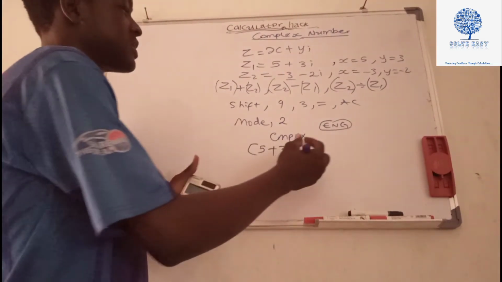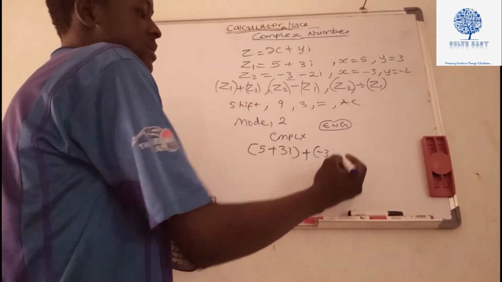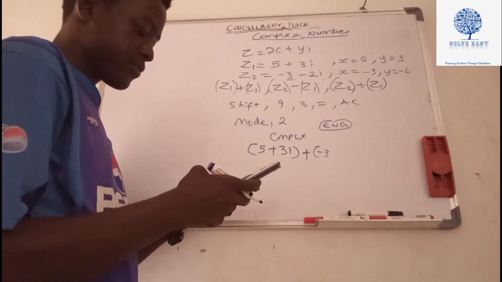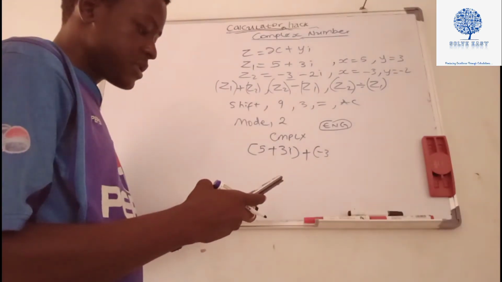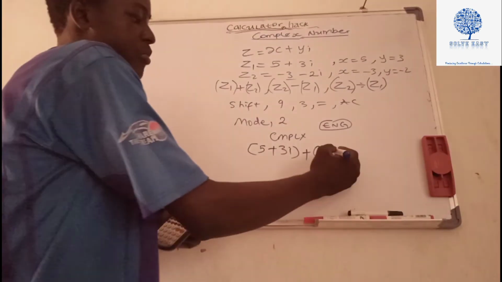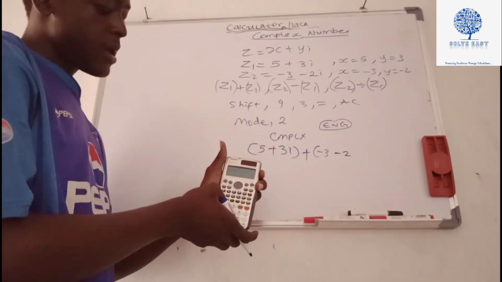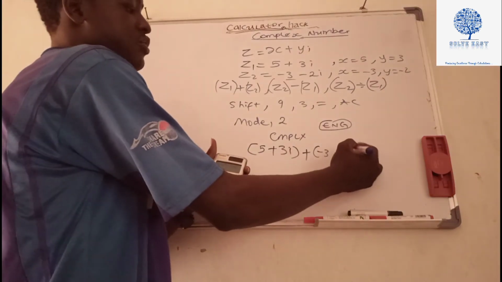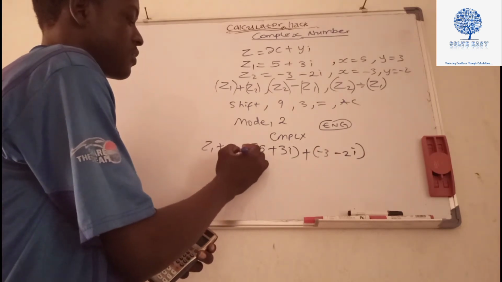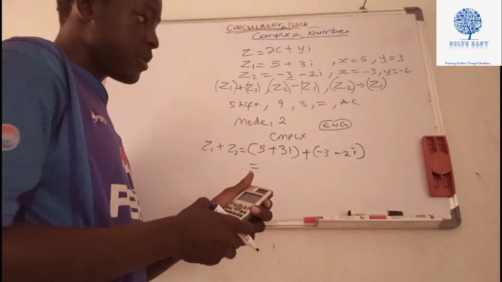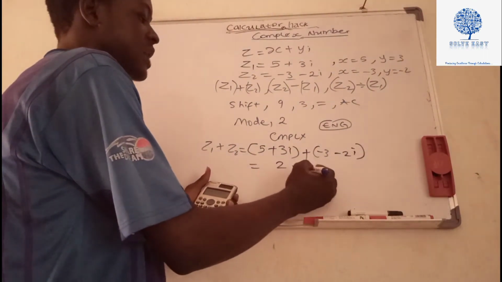Now you also press plus our z2, which is minus 3. Punch minus 3 on your calculator. Now you also punch minus 2, and then punch your i, which is your ENG button. Your i should appear here. Remember to close your brackets, and then this gives us a final answer, which is 2 plus i.